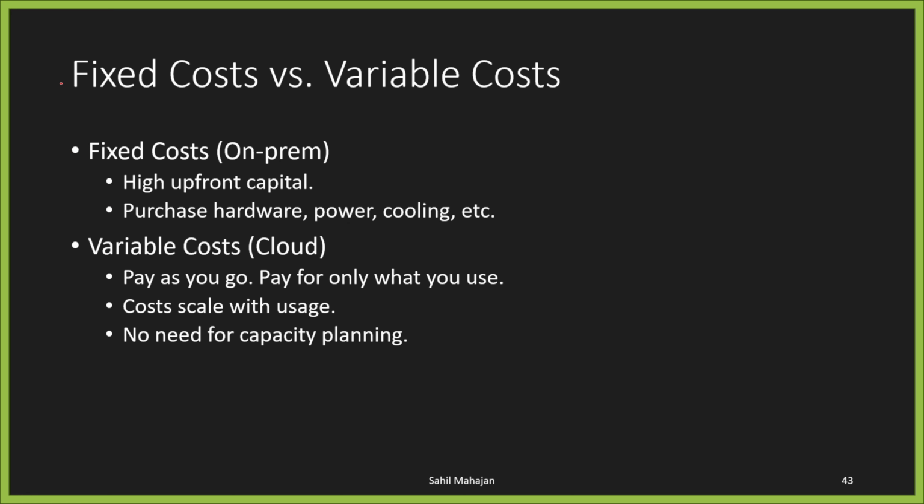Moving on, we do have 2 types of costs, that is fixed costs versus variable costs. So first, talking about fixed costs, this relates to your on-prem server, wherein you have high upfront capital because, again, as we spoke, you need to have your infrastructure set up, you have to purchase your hardware, you have to purchase cooling, power, networking, and much, much more. You also need to hire resources so that they can maintain your on-prem servers or data centers. Now coming to variable costs, which is cloud, we all know that the cloud follows the pricing model of pay as you go. You only pay for what you use.